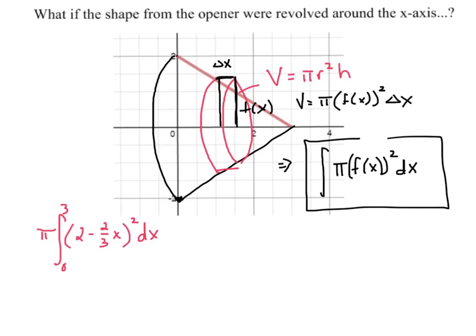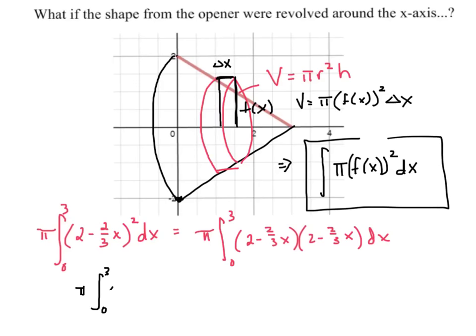Now, if you actually wanted to do that by hand, I would start by maybe rewriting the inside as 2 minus 2/3 x multiplied by 2 minus 2/3 x dx. There's your r squared. So we begin by multiplying, 2 times 2, 2 times negative 2/3, negative 2/3 times 2, and so on. And we end up then with an integral. Pi is still up front. We're still going from 0 to 3. We have 4 minus 8/3 x plus 4/9 x squared.